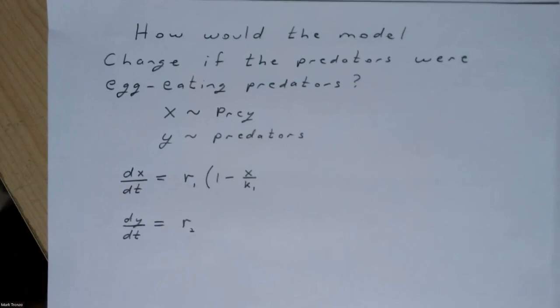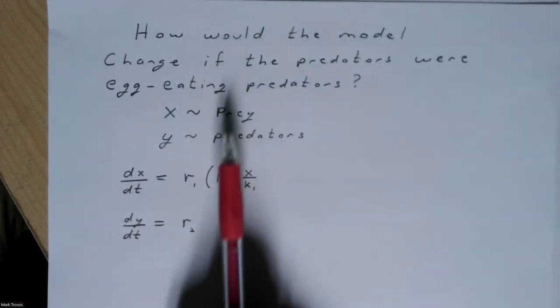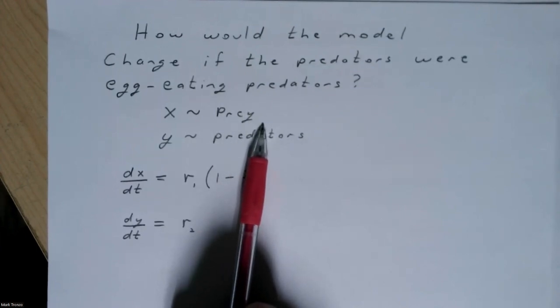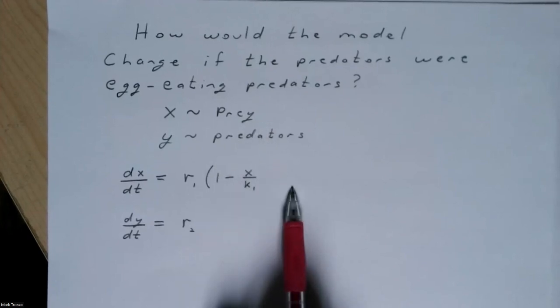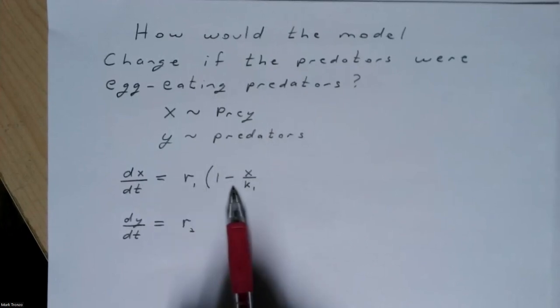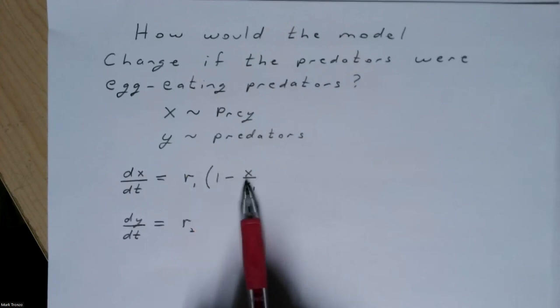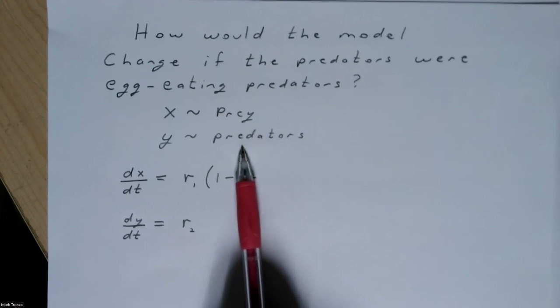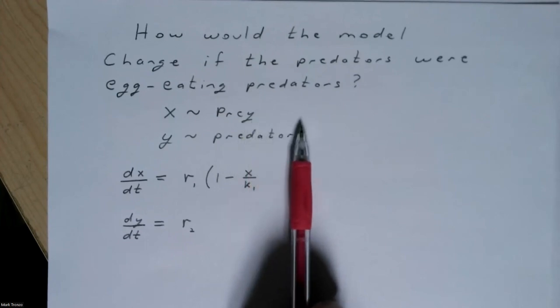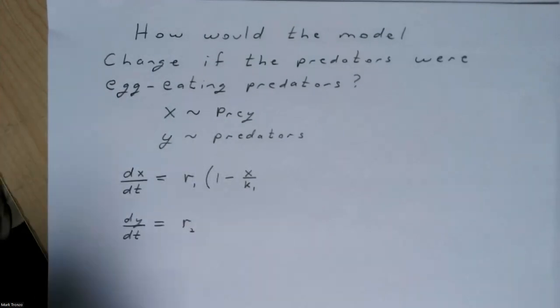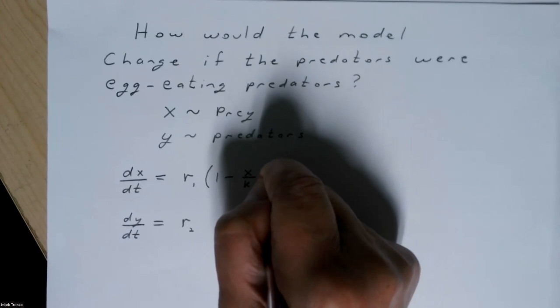And now we could think of the fact that the predators eat the eggs of the prey. That would decrease the rate of increase of the prey. For example, remember this represents the birth rate minus the death rate. So this is the net birth rate. And if the predators are eating the eggs of the prey, that's going to reduce this rate of increase. And so it could be like a minus.